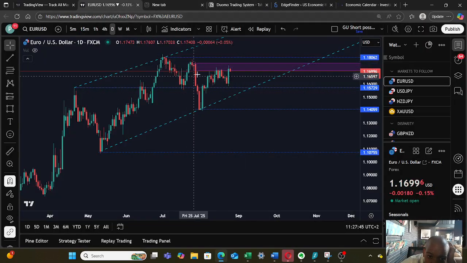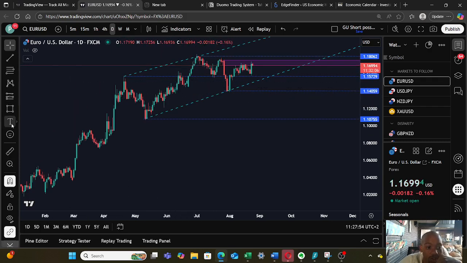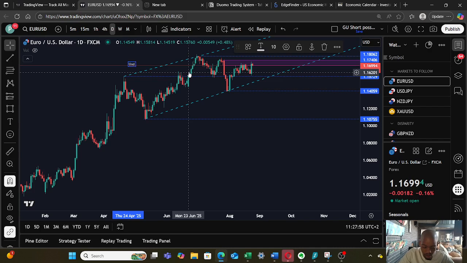I need to find out what was the cause of this huge down move on the 28th of July to understand if there's a genuine accumulation of positions or not. I'm just going to make a note of it here. I'll keep it on the chart.